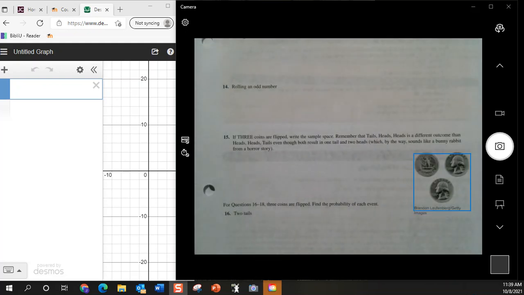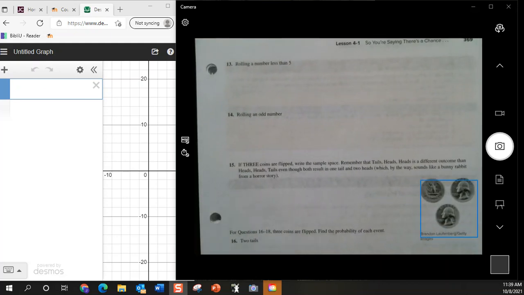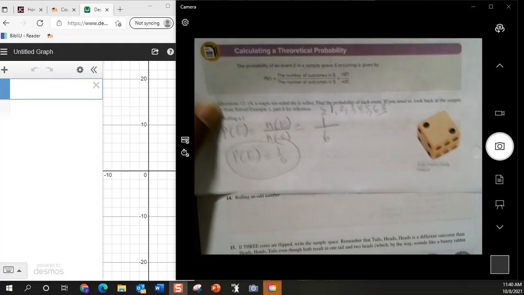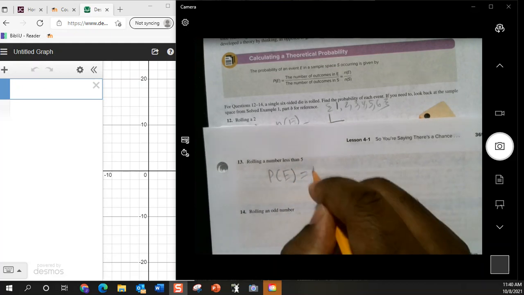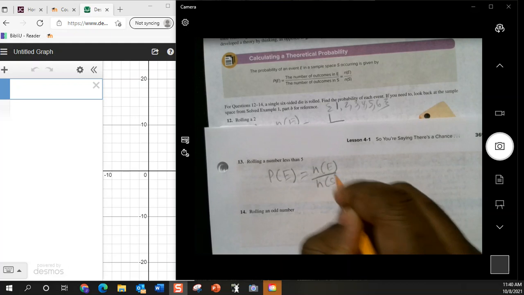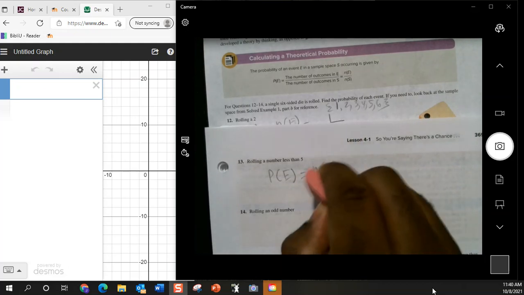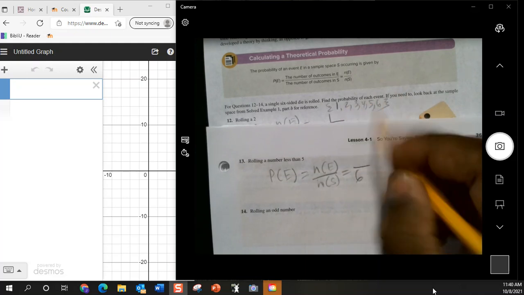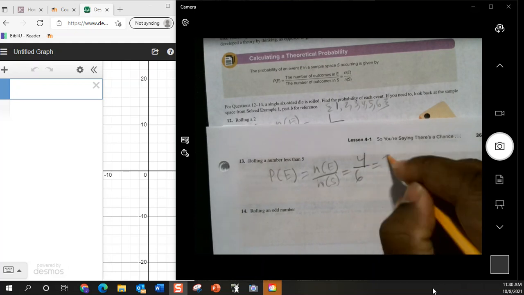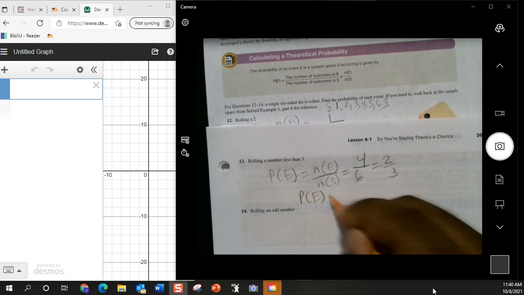All right, now we move on to page 369. It says rolling a number less than 5. Now you can refer back to that. Let me see if I can pull this up here. Just looking at the sample space. It says rolling a number less than 5. We look at the numbers less than 5, which is 4. But remember, we have n of the event and n of the sample space. All right, now we know the sample space is 6. And the event happening, numbers less than 5, is 4 of them. So it's 4 over 6, but you can simplify down to 2/3. So the probability of the event is 2/3.